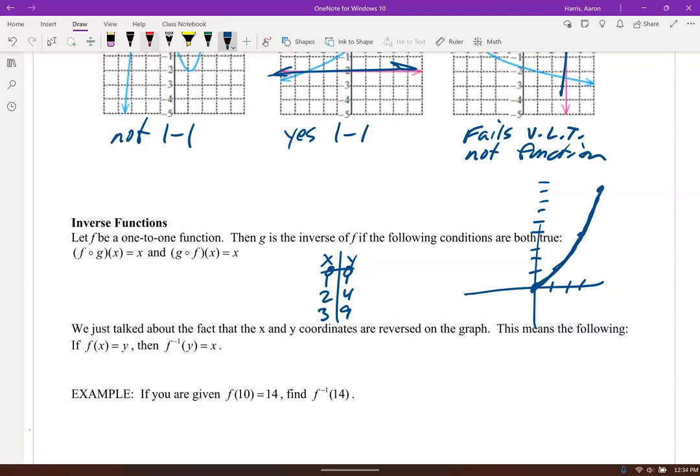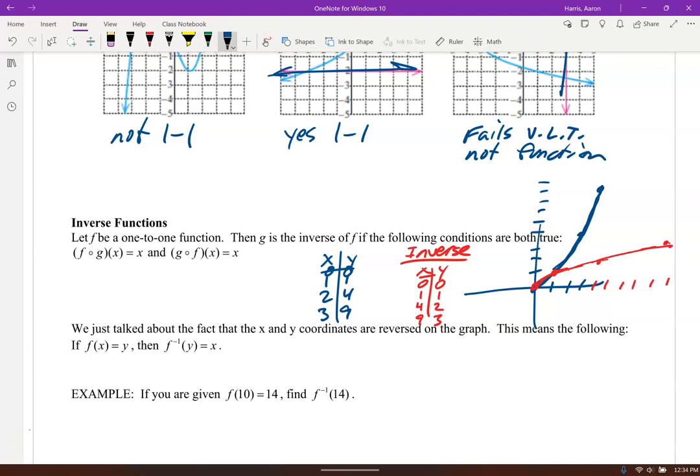Its inverse, I'm going to do in red. The inverse would flip-flop all those x's and y's. So instead of 0, 0, it flips around 0, 0. Instead of 1, 1, it's still 1, 1. So 0, 0 and 1, 1 are the same. But 2, 4 becomes 4, 2. 3, 9 becomes 9, 3. So we got 4, 2, 9, 3, and so on. And here's the one in red.